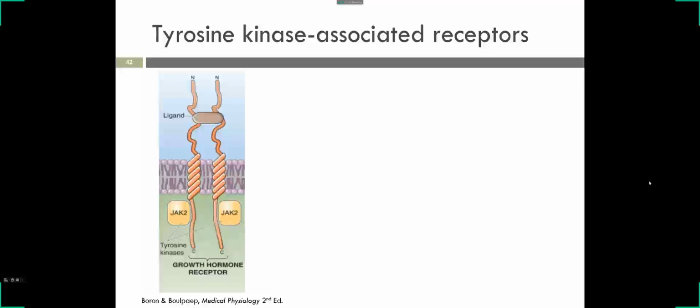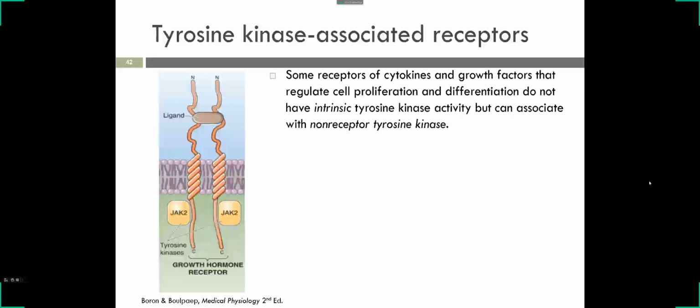Now, some receptors of cytokines and growth factors drive cell proliferation and differentiation. This becomes important, for example, in development or in some of the tumors that we'll talk about, or in regeneration of, say, the adrenal gland. They do not have intrinsic tyrosine kinase activity, but they can associate with non-receptor tyrosine kinases. So this is your JAK-STAT proteins. So these receptors recruit these enzymes, these kinases, and then that would lead to downstream signaling.